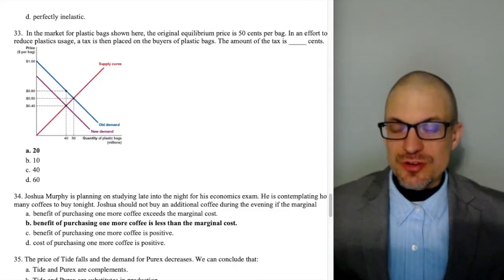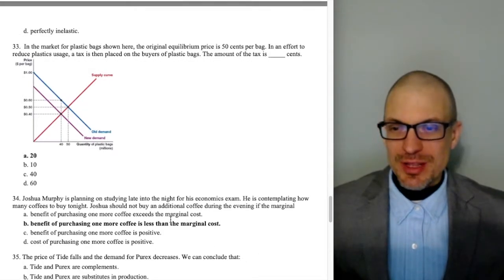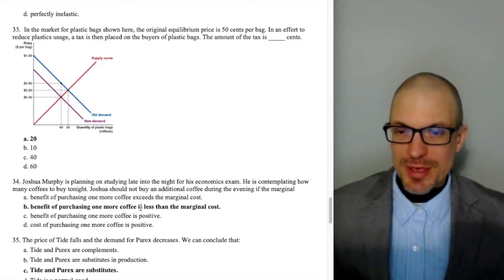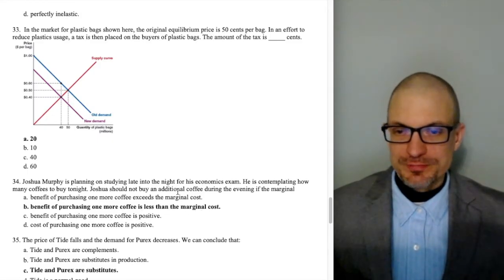Okay, so Joshua Murphy is going to stay up late studying for the Econ exam. Contemplating how many coffees to buy tonight. Should not buy an additional coffee during the evening if the marginal benefit is less than the marginal cost. That's just the rational rule for buyers.